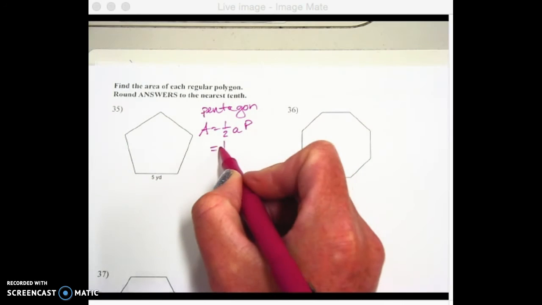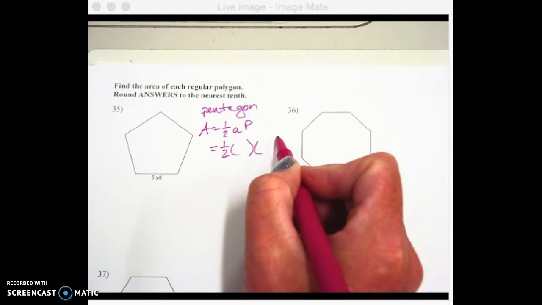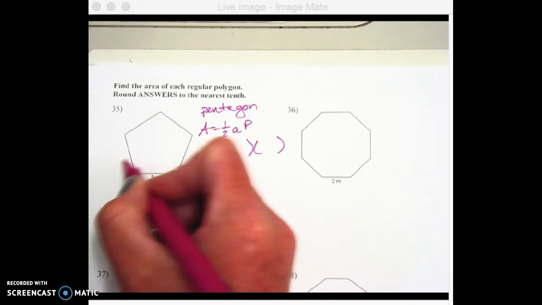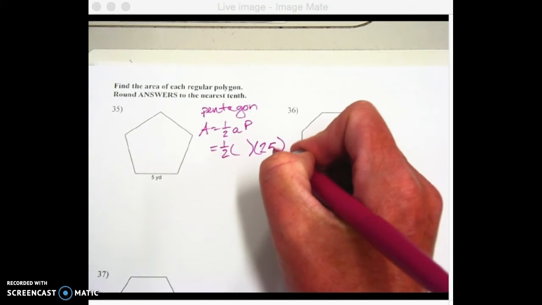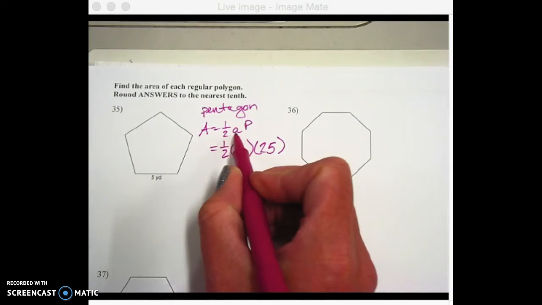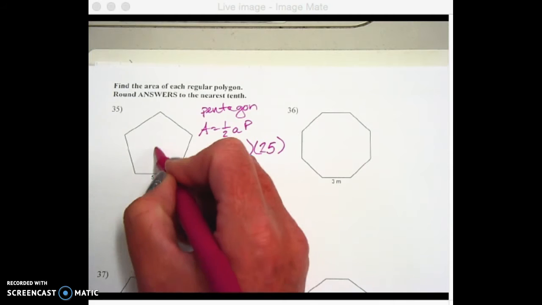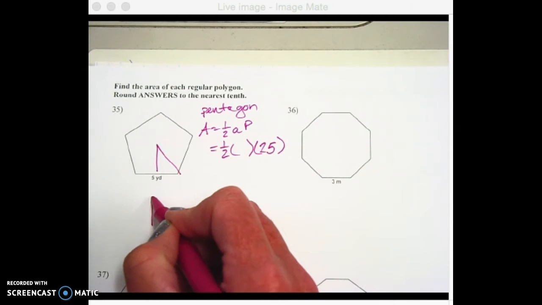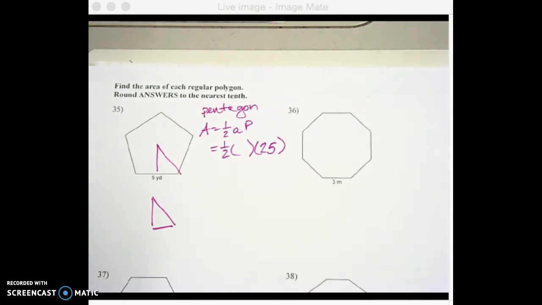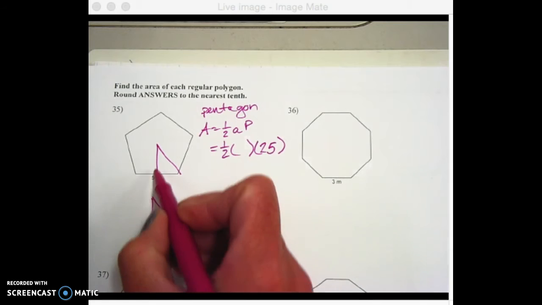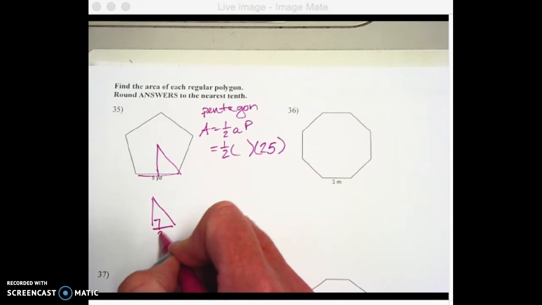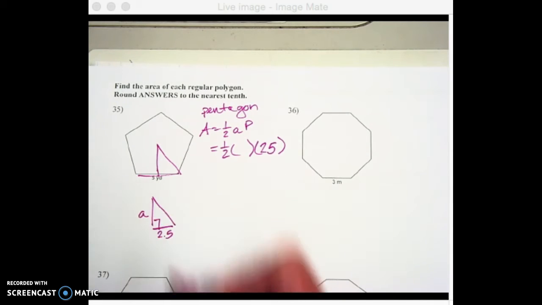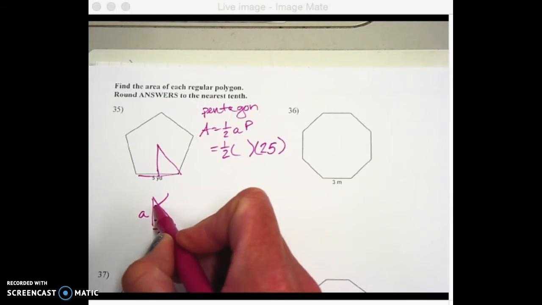So clearly we can get the perimeter right away. We've got 5 sides and they're each 5 yards. That means it's going to be 25. So we just need to get that apothem. So I'm going to take this triangle out of the pentagon, which makes a right triangle, and if the whole side is 5, that makes that 2.5, and we need the apothem.